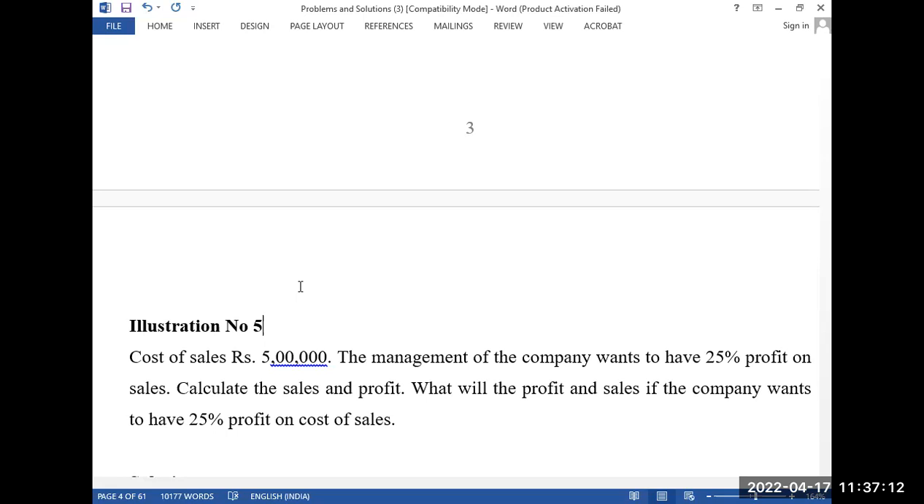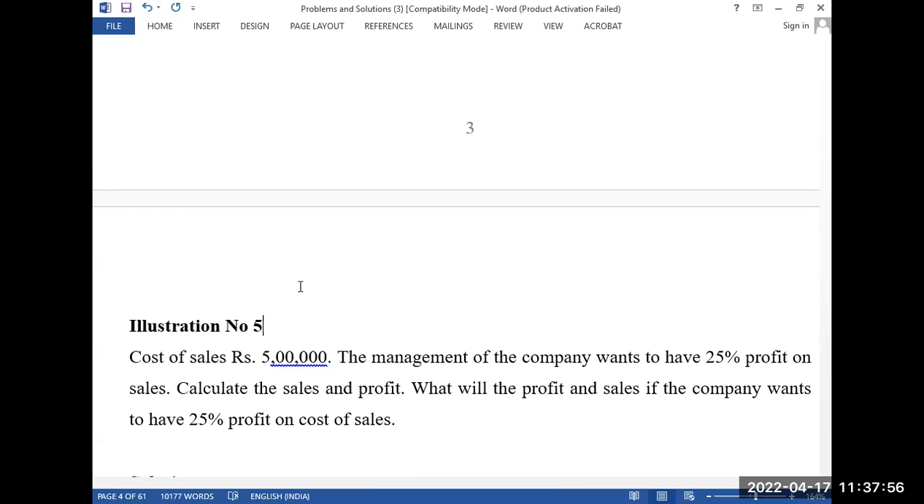125. 625. 100. Okay, I'm so sorry to teach you mathematics. Sir, look at the equation. Cost plus profit is equal to sales. Then profit is equal to sales minus cost of sales. Sales is equal to cost plus profit. Cost is equal to sales minus profit.